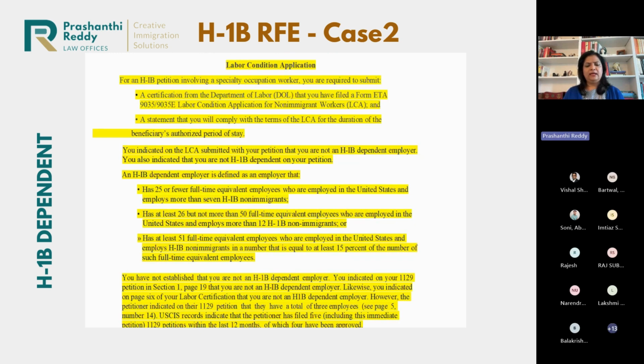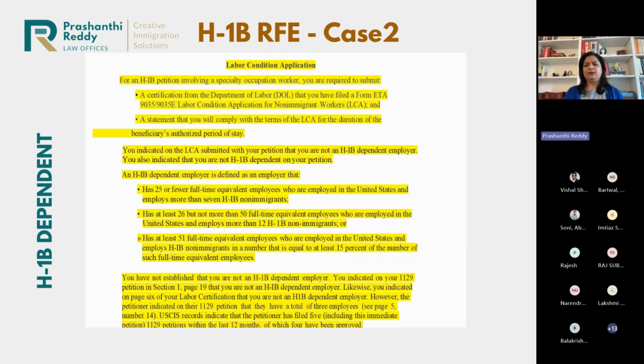USCIS records, however, indicate that the petitioner has filed 5 petitions within the last 1 year, of which 4 have been approved. So they're questioning whether you have 3 employees or more. They're questioning how many employees you have, because they're saying that we have approved 5 petitions. So how is it that you have only 3 employees? They are questioning the whole 3 employees thing. They're thinking that maybe you have more.